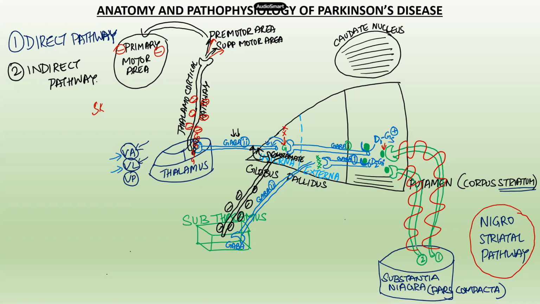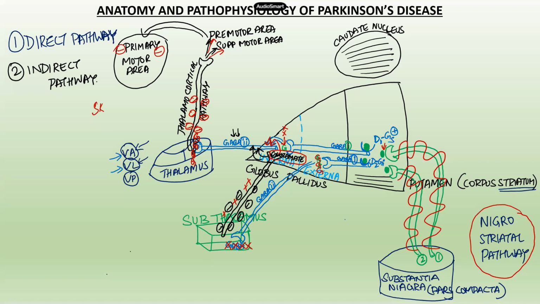Now, when this is degenerated, that means dopamine is not released. If dopamine is not released, that means this GABAergic neuron is going to release GABA. When it releases GABA, that means this GABAergic neuron will get inhibited. If it gets inhibited, that means this glutamate neuron is going to get stimulated. If it gets stimulated, it will release glutamate over here. And if it releases glutamate over here, it will cause excitation of this GABAergic neuron, releasing GABA.